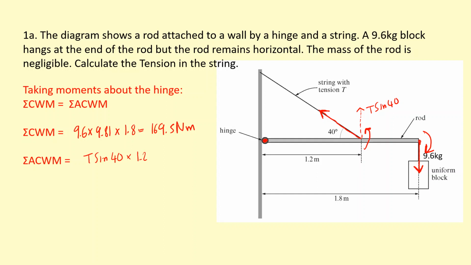Okay, so now I'm going to make these two equal. So if I make that equal, we'll get 169.5 is equal to sine 40 times 1.2, which is 0.7713 times T, and solving for T you get a tension of 220 newtons acting along the string.